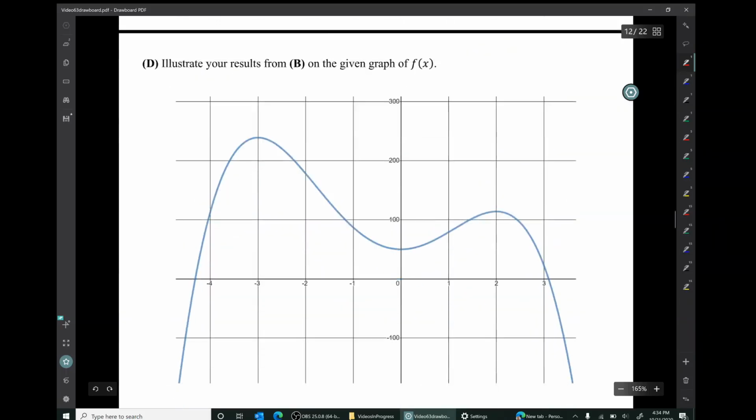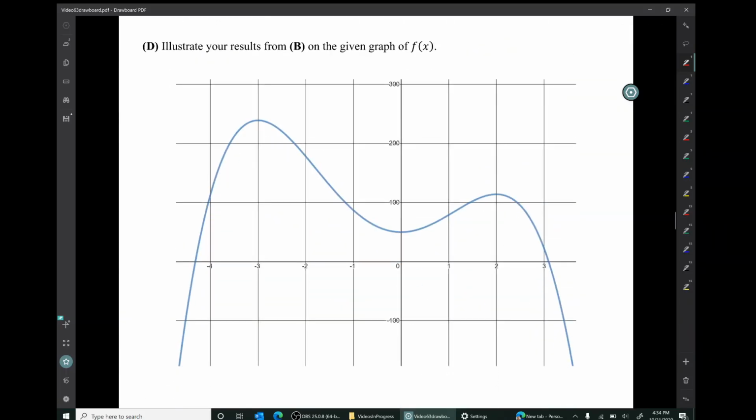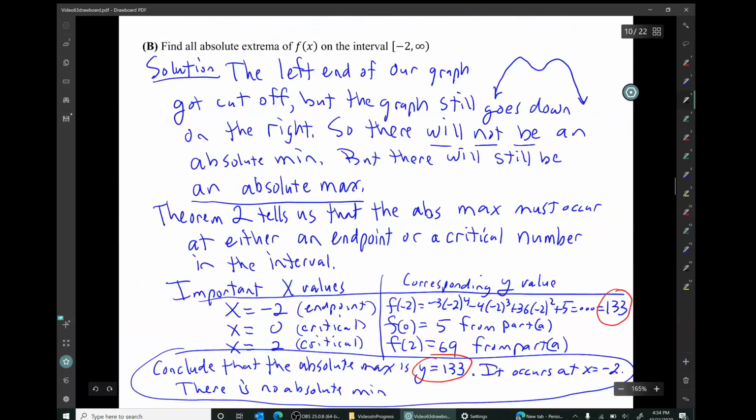Okay, let's go on. Question D says illustrate the results from B on the graph. Again, I've got the axes labeled wrong. Well, the question B was about the extrema on this interval from negative 2 to infinity. We found the absolute max was y equals 133 at x equals minus 2. So we should label a point on the graph there.